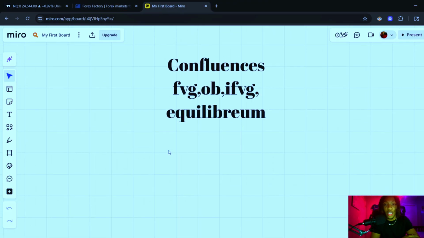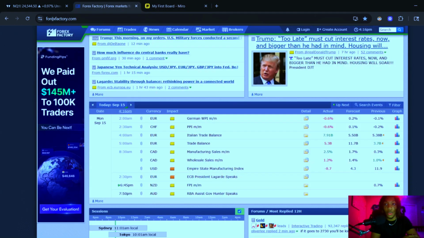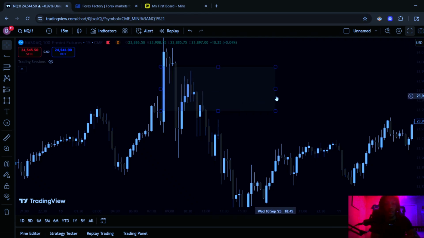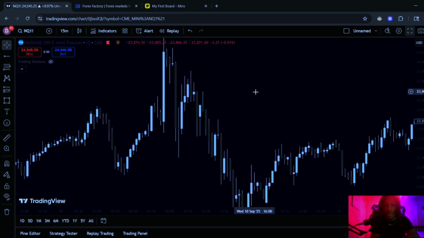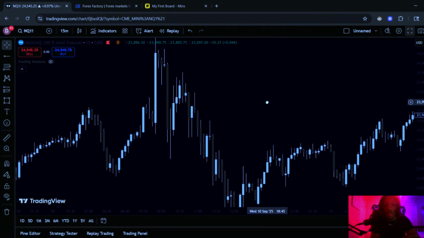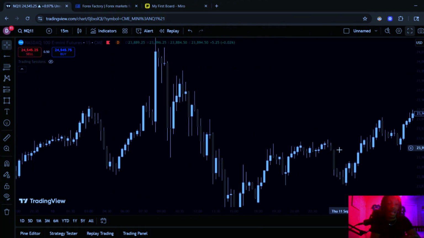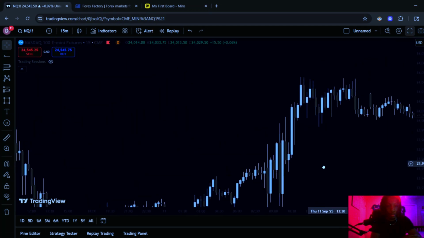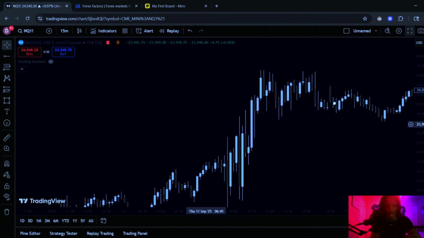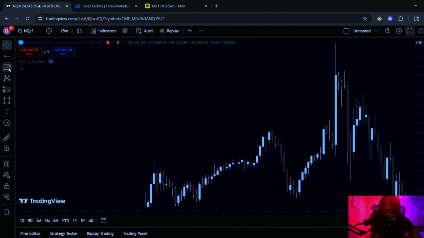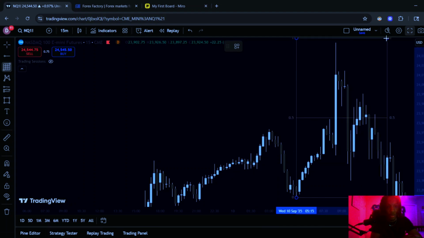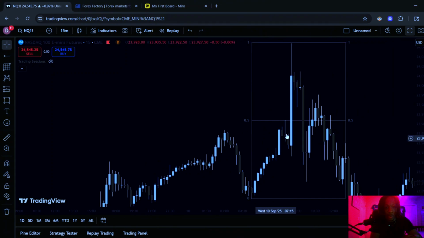So let's see. We have equilibrium. What is equilibrium? In short, equilibrium is basically when you take a swing high to a swing low, or a swing low to a swing high, right? So let's see if we can find the example. Yeah, I guess we can use this. This is a nice little point. So move down, move up, move up, move down. All right, so this made an equilibrium.